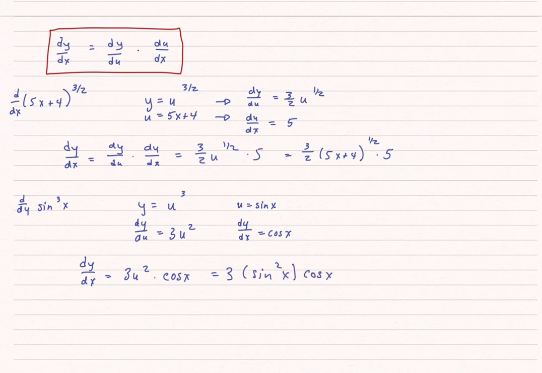One more example that looks really similar but isn't, and that's sine of x cubed. In this case, my outside function is actually sine u, and my u is equal to x cubed.